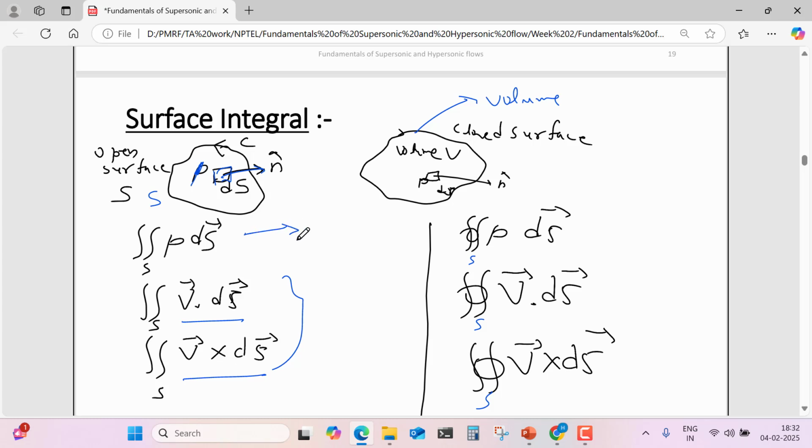So now let's check which quantity is scalar and which is vector. What will be this quantity, scalar or vector? Double integration rho ds. If you see that this rho is scalar and ds is vector, so this is vector quantity. This v dot ds, this is the dot product of two vectors, so it will become scalar quantity. And this is v cross ds, cross product of two vectors, so it will be vector quantity.